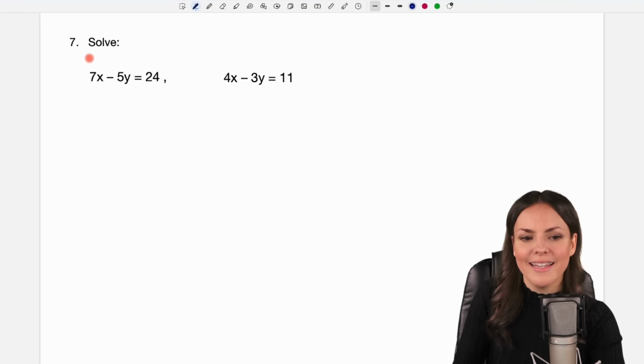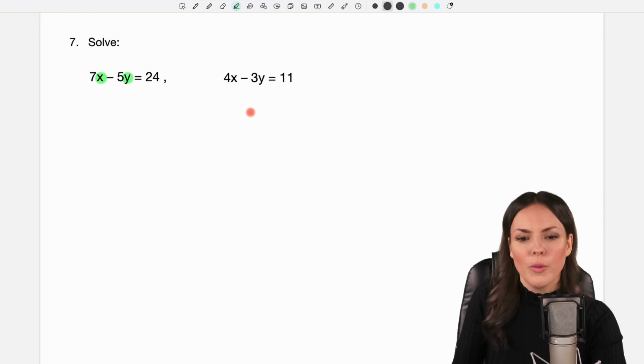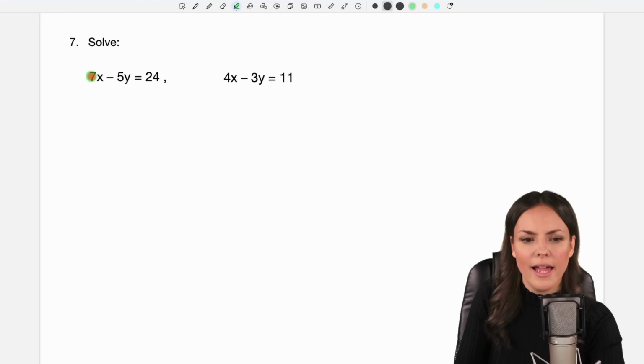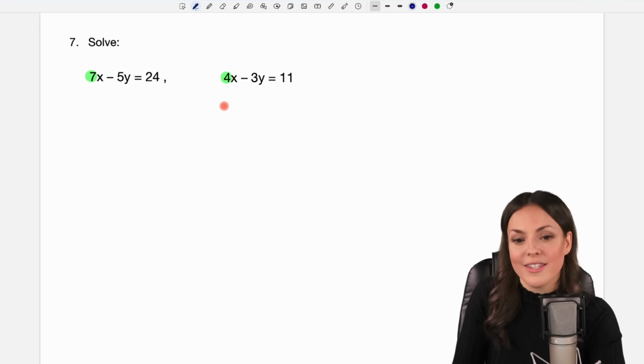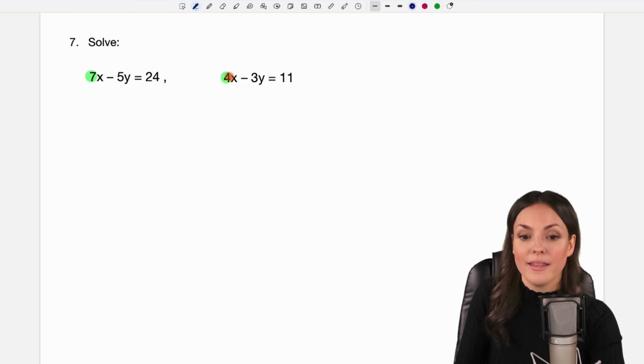And we can take a look at the last question. Solve this system of equations. This time, we have 2 equations and 2 variables here as well. We can use elimination to solve this system of equations, so we can take a look at our x's in both equations. We have 7x here and 4x here, but I want to have the same number of x's in both equations. So I have to multiply this equation by this number, and I have to multiply this equation by this number. So I get the same amount of x's.